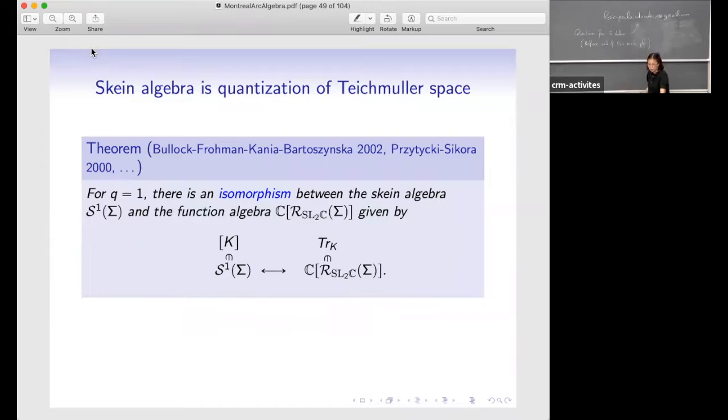Anyways, for q equals 1, it was shown by Bullock, Frohman, Kania-Bartoszynska, and Przytycki-Sikora that there's an isomorphism from the skein algebra with q equals 1 to the algebra of functions on the SL2C character variety. And it's really just matching K with the trace of K. I think the proof was just using the trace identity in SL2C in the correct way. So this is super exciting for us, because here's the skein algebra, here's the hyperbolic geometry. And actually, it's even better.